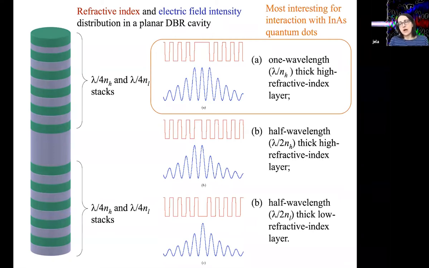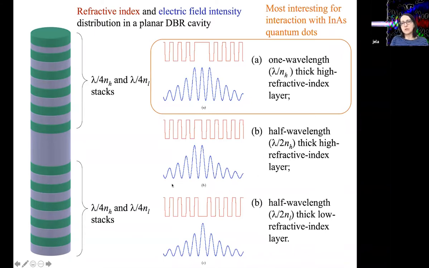And you also need to have maximum or strong field intensity so that these quantum wells can interact with the field. So this particular option at the bottom is out of the question because you have low index material there, aluminum arsenide, and your quantum wells are not hosted by aluminum arsenide.